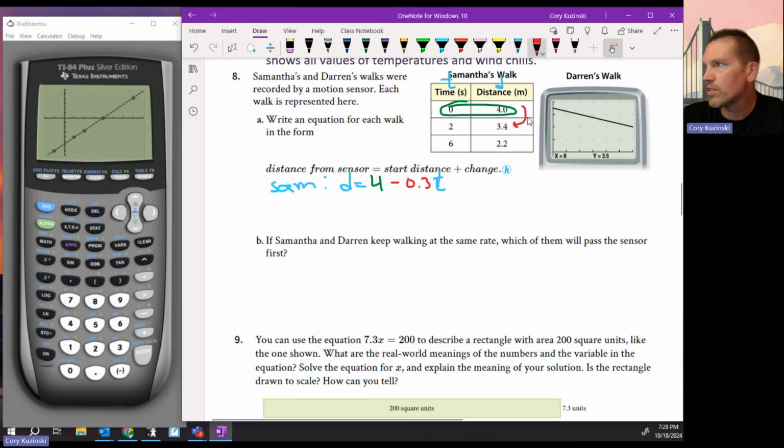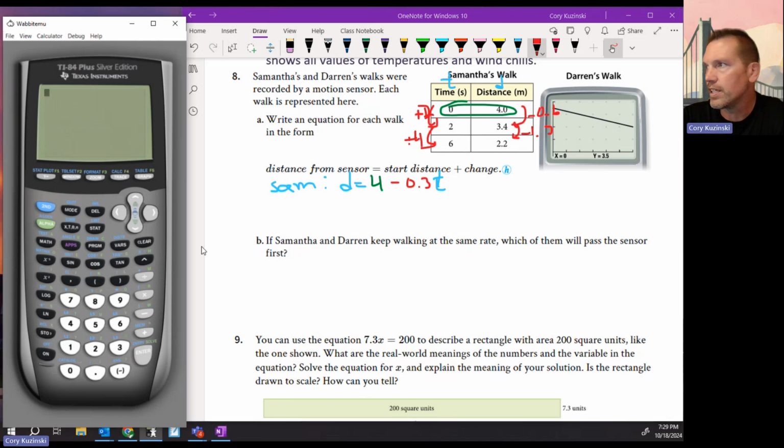Where did I get the 0.3? Because this is a decrease of 0.6, but that is over not 1 second, but 2. And this is a decrease of 1.2, but that is over 4 seconds. So negative 0.6 divided by 2 is negative 0.3. Negative 1.2 divided by 4 is also negative 0.3. Okay, so there's Sam.